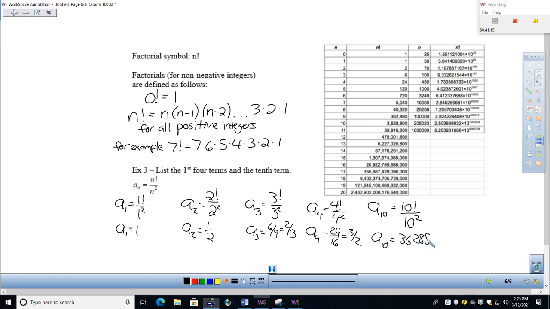Could I come up with any particular value in this sequence if I know the input? Absolutely. So that's the idea with an explicit formula. If you know the input, plug it in, come up with the output.